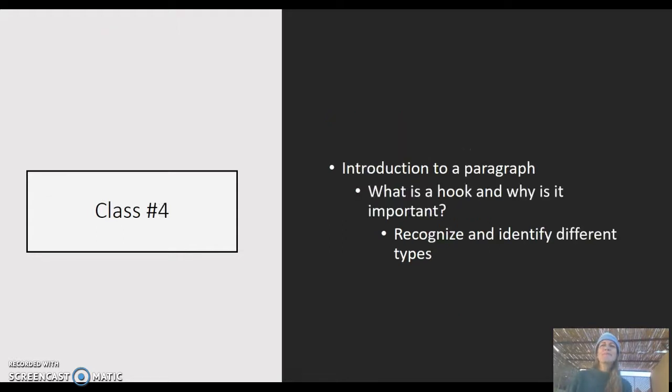Class 5, we talked about, finally, the introduction to a paragraph, highlighting the hook. Please be able to, of course, write a hook, but also recognize and identify different types of hooks. Those are all outlined in PowerPoint number 4.